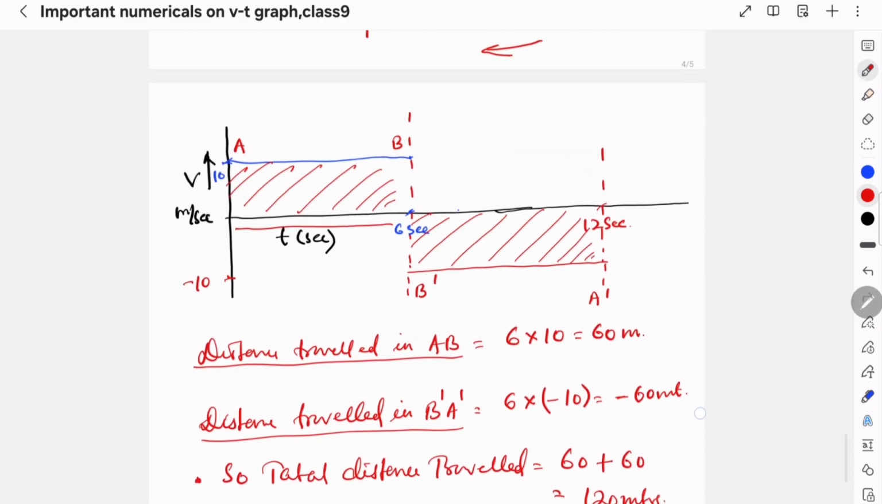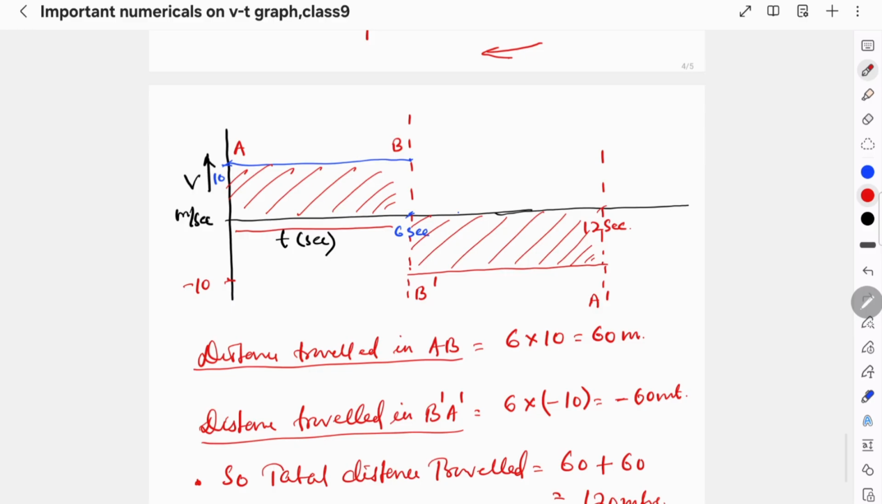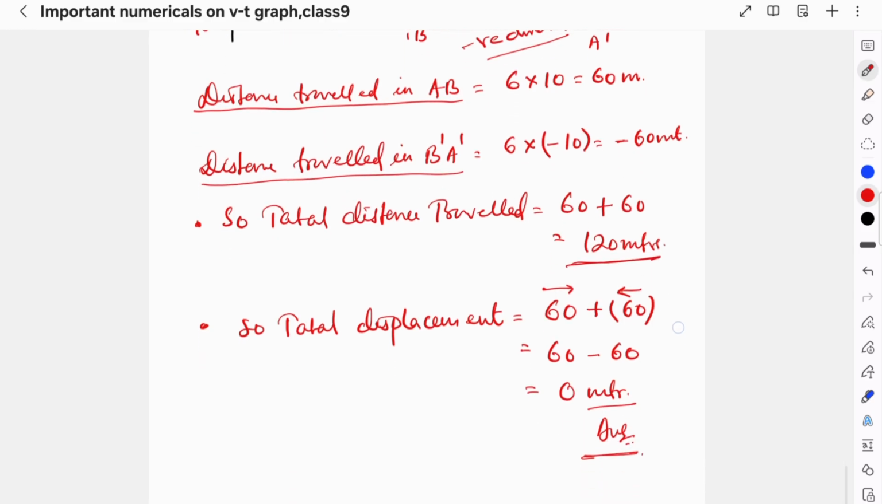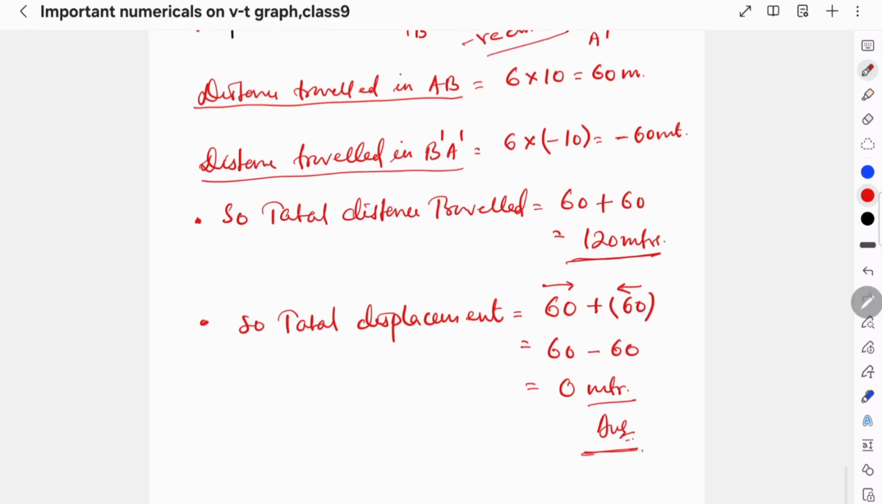So this is our answer, and this is the graph for the ball which is traveling from A, hitting the wall and coming back to position A again. So this is in the positive direction and this is in the negative direction. So total displacement is 0 and total distance traveled will be 120 meters. Understood? Okay.